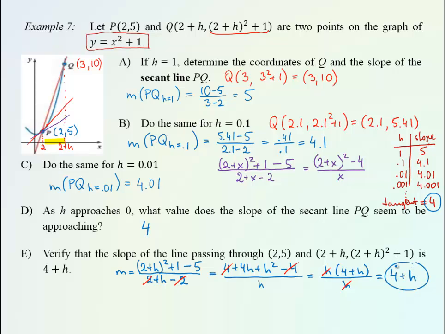Now it's very easy to understand why the limiting value of our slopes was approaching 4. Because if h is going closer and closer to 0, then 4 plus h is going closer and closer to 4.